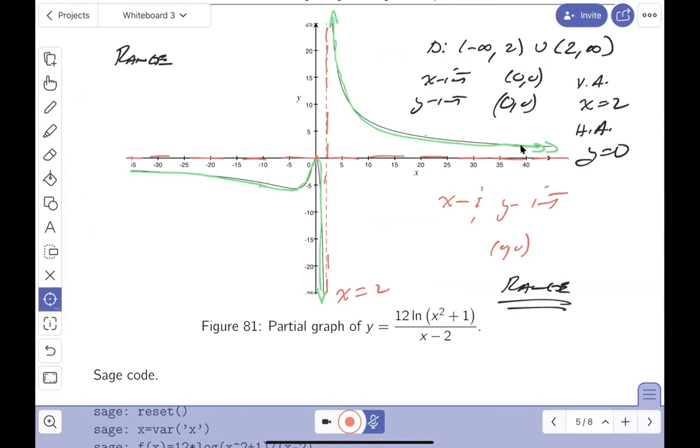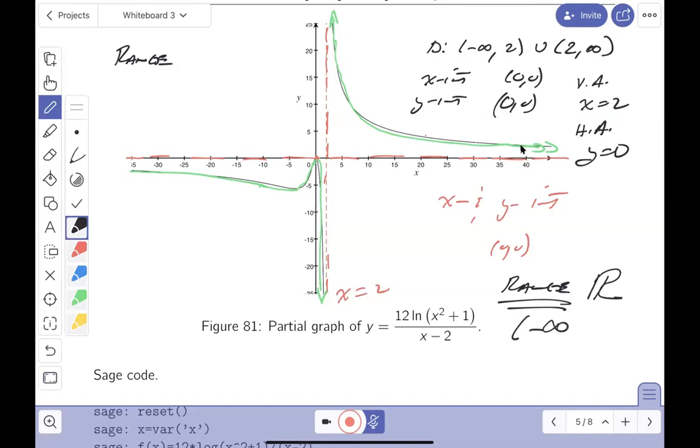Again, let me repeat this over here. It goes down forever, it goes up forever. Over here, it covers all the positive numbers. We're talking about the y values. Over here, it covers all the negative numbers and 0. So what's the range? It's all real numbers. How do you write that in intervals? Minus infinity to infinity.